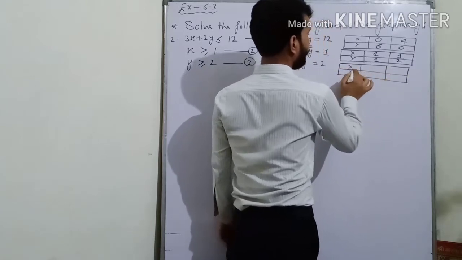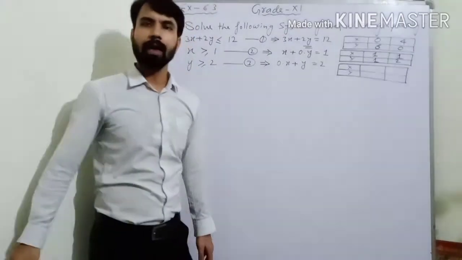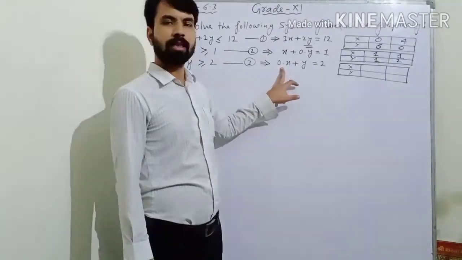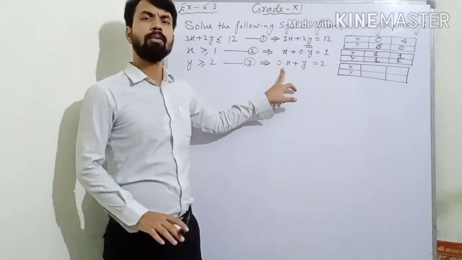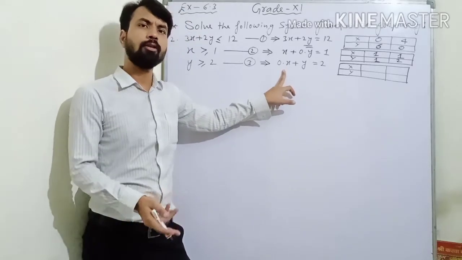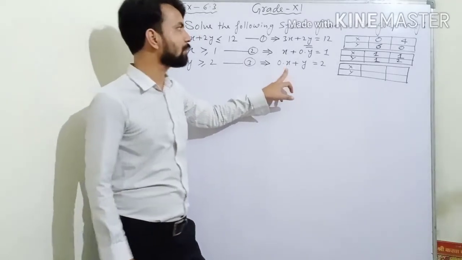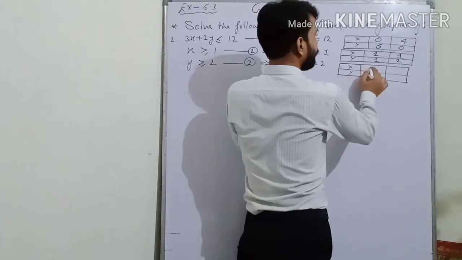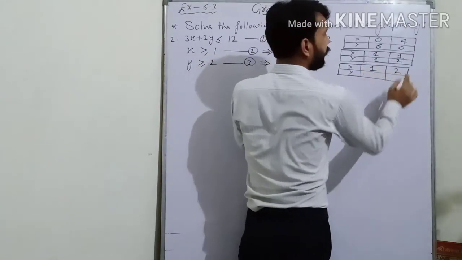For the third inequality, we have to find the values of x and y. Here x is missing. So whatever is missing, we will have to take different values of that variable. So we will take different values of x, 1 and 2.